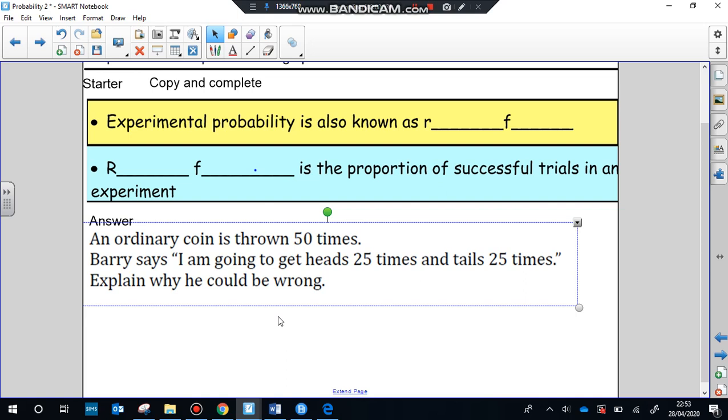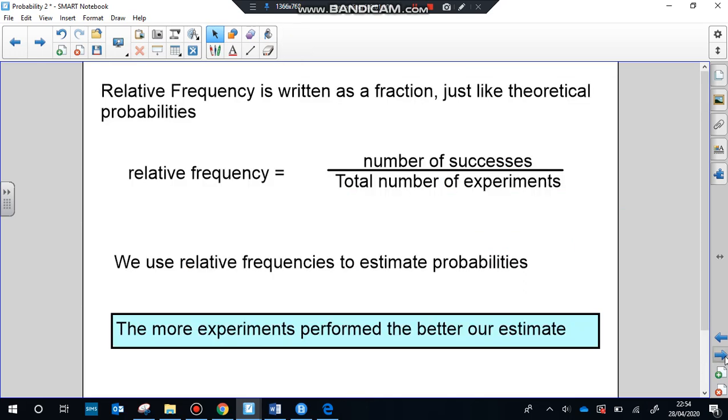Okay, so if it's an ordinary coin, that assumes it's fair. So we would expect to get numbers close to 25 for heads and tails, but we do know that when we do an experiment, things don't come out exactly as the theory tells us. So in theory, we should be getting equal numbers of each, but in practice that often doesn't happen. Okay. So let's have a look.